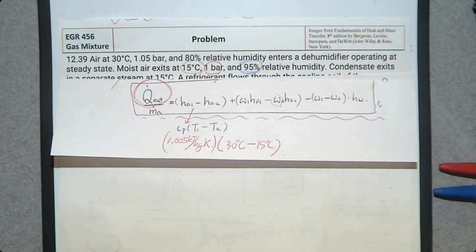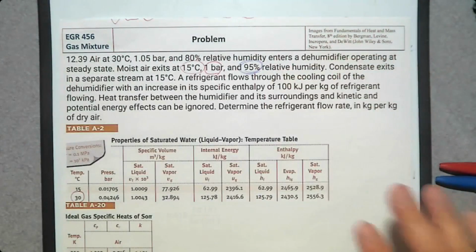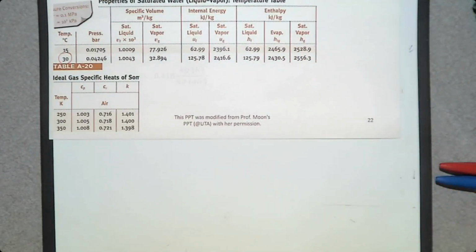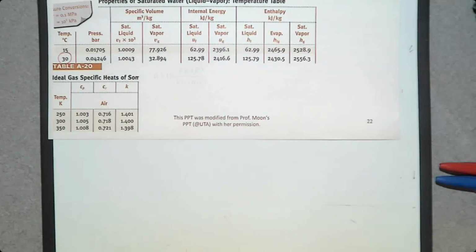Yes. Put on a table. Here, at 300 Kelvin. To be exact, to be accurate, you need to determine the specific heat capacity value at the average temperature between the inlet and the exit. That is close to 1.005. I think it's okay.